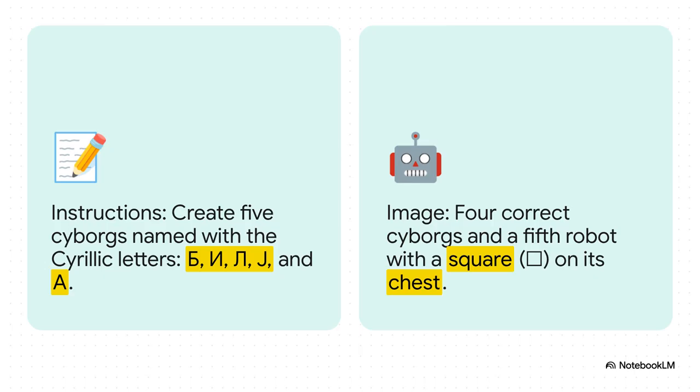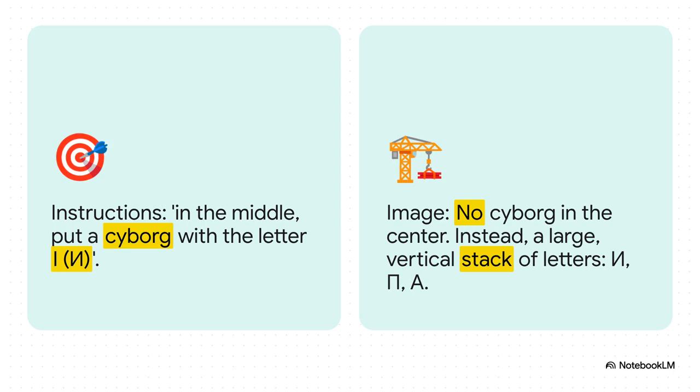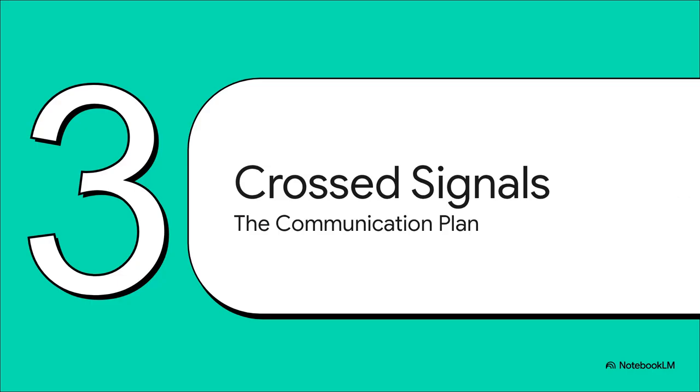So, who's this imposter? And the plot thickens when we look at the centerpiece. The blueprint says, plain as day, put a cyborg with the letter E right in the middle of the action. But the image just ignores that completely. There is no central cyborg. Instead, we get this bizarre floating stack of letters. Our hero is literally missing from center stage. Okay, so the characters are all wrong, and the stage is set completely incorrectly.